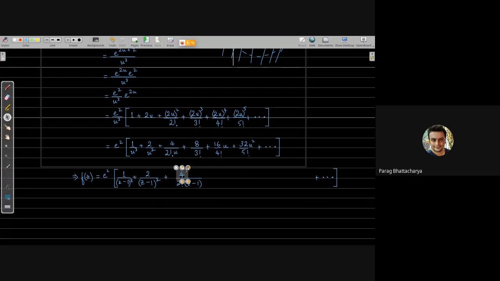Next term will be 8 by 3 factorial, as it is, 8 by 3 factorial. It does not have any z term. Next one will be 16 by 4 factorial, z minus 1. Next one will be 32 by 5 factorial times z minus 1 squared, and so on. So this is the Laurent series expansion that we are looking for.